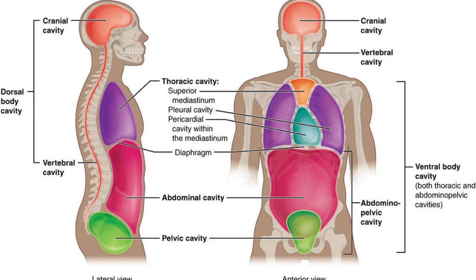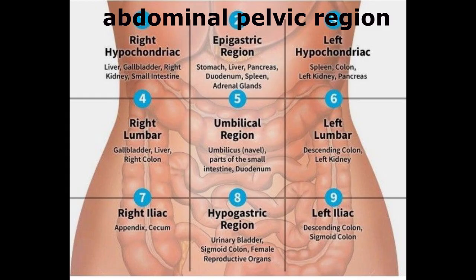The abdominopelvic cavity is separated from the superior thoracic cavity by the dome-shaped diaphragm. It is composed of two subdivisions. Abdominal cavity contains the stomach, intestines, spleen, liver, and other organs. Pelvic cavity lies within the pelvis and contains the bladder, reproductive organs, and rectum.